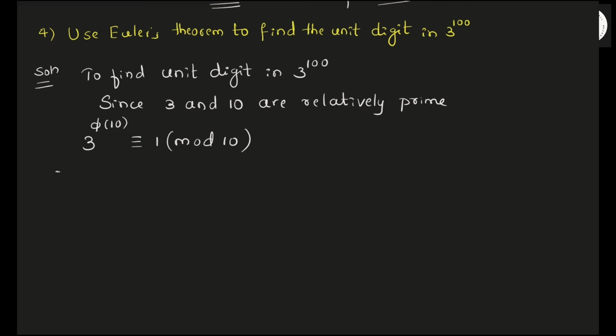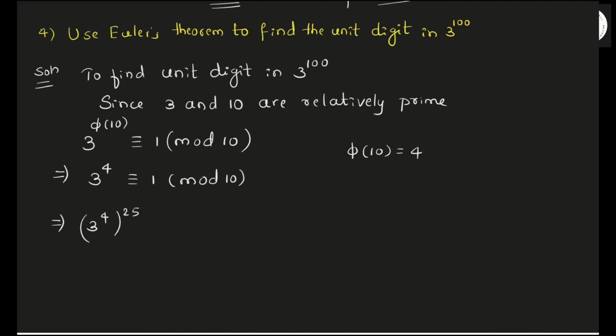Now, we already know the totient function of 10 is 4. We have checked this already. So 3 raised to 4 is congruent to 1 mod 10. I want 100, so 3 raised to 4 into 25, since 25 into 4 is 100. So 1 raised to 25 mod 10. So this implies 3 raised to 100 is congruent to 1 mod 10.